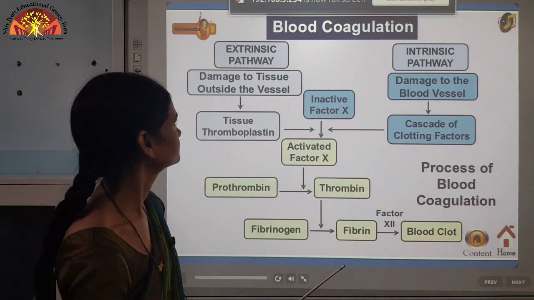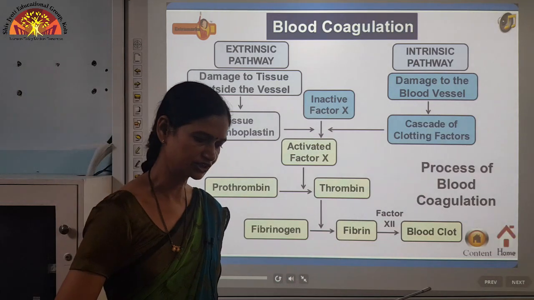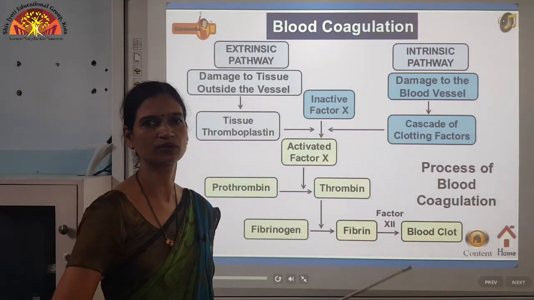Now we'll see blood coagulation, ठीक है, coagulation of blood is what?